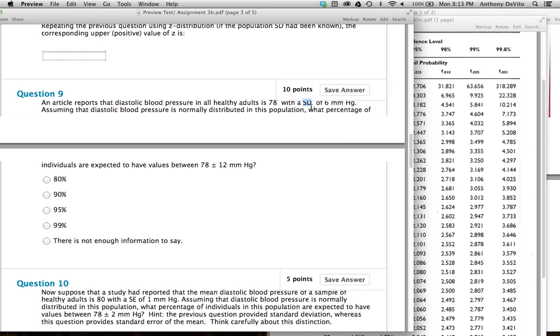The z-score is just the number of standard deviations, the difference over the standard deviation. In other words, 12 over 6. It's two standard deviations apart. 12 millimeters below 78 is 2 standard deviations below. In other words, z is 2 below, z is 2 above. Well, we know 95% of the values are between these two. So we would expect 95% of the people in this study.